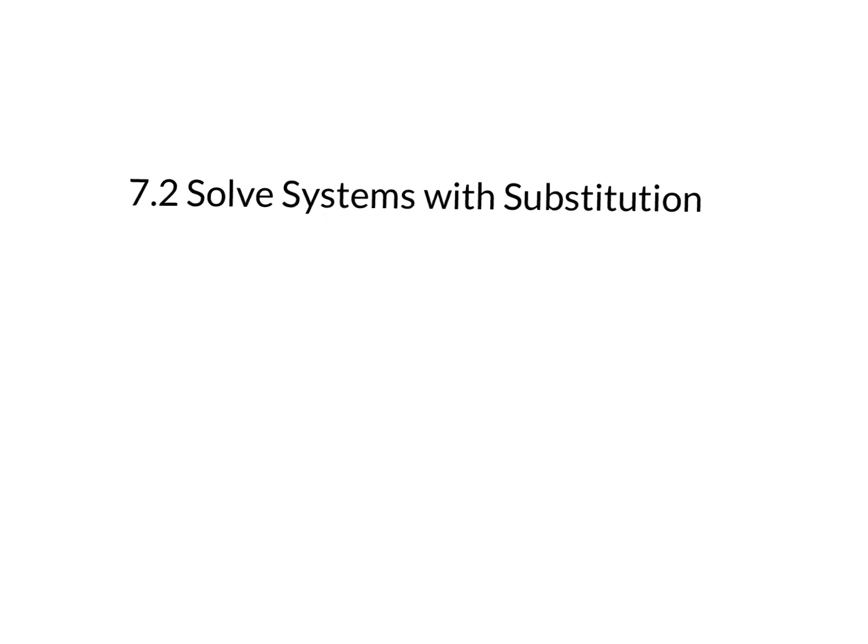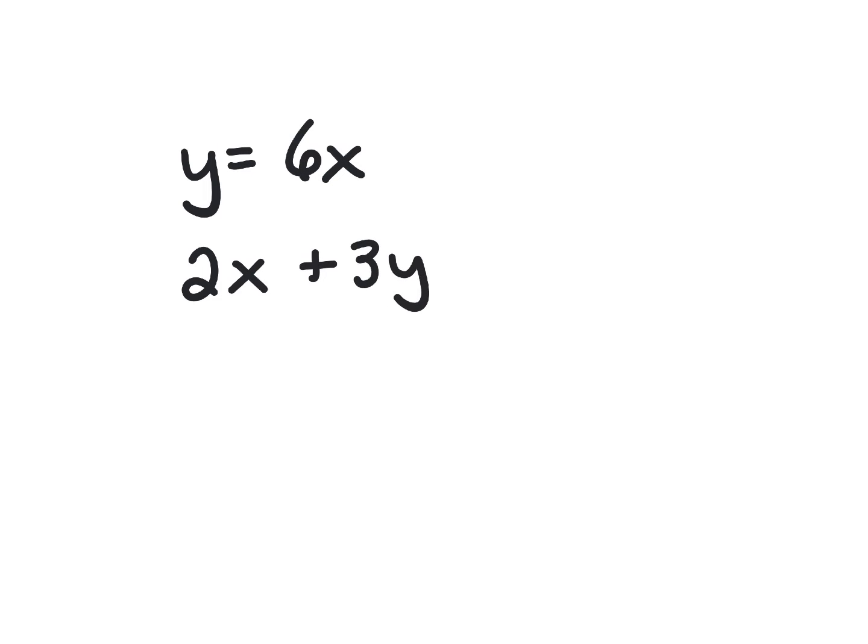In lesson 7.2, we're going to be learning another method for solving systems, and it's called substitution. So looking at your first example in your notes, where it says y equals 6x and 2x plus 3y equals negative 20. Last week we learned how to solve a system with graphing, but if we didn't want a graph or we didn't have an easy way to make the graph, here's another possibility.